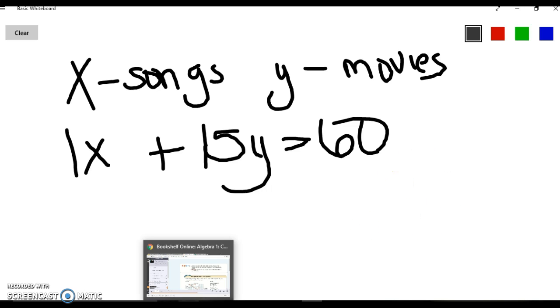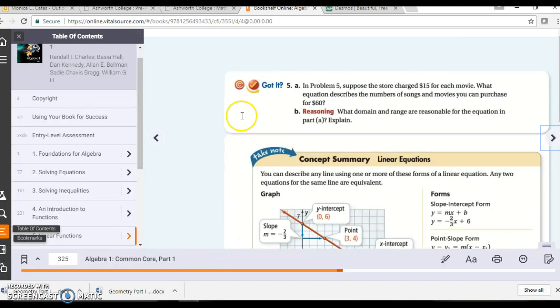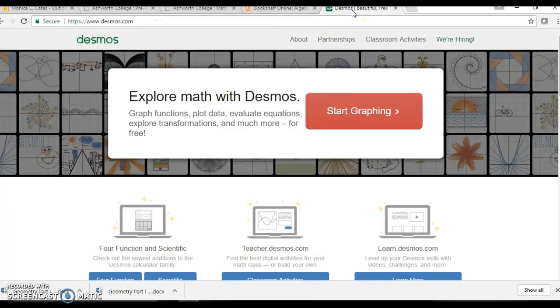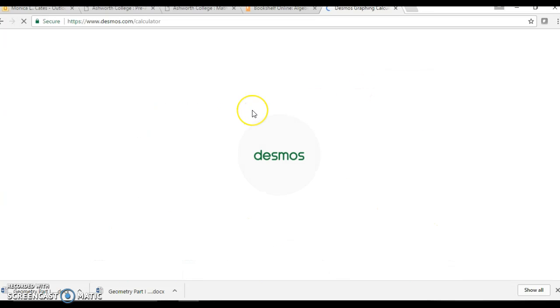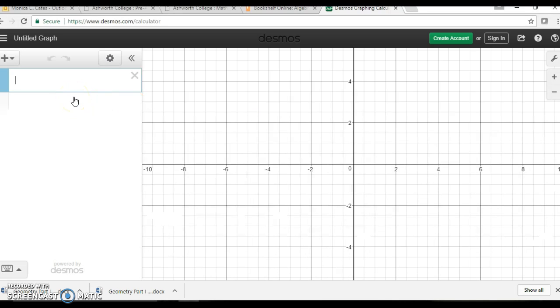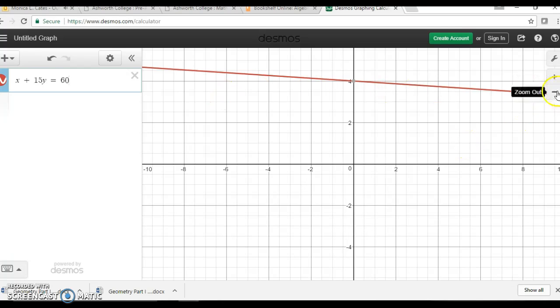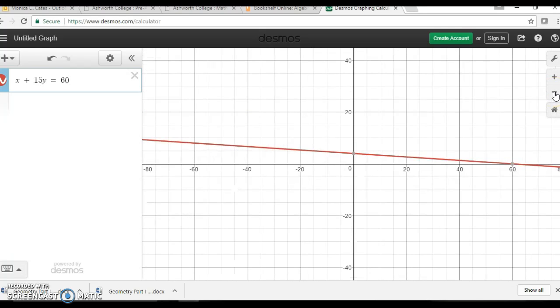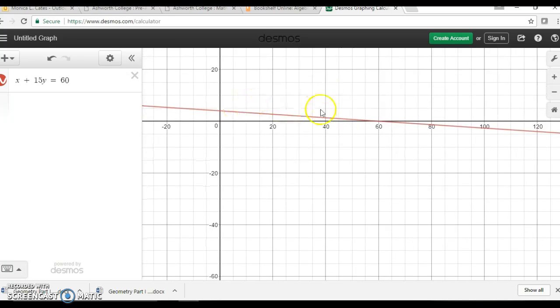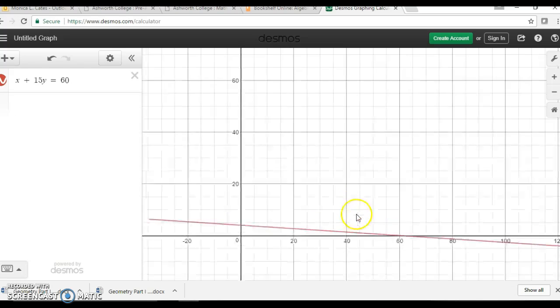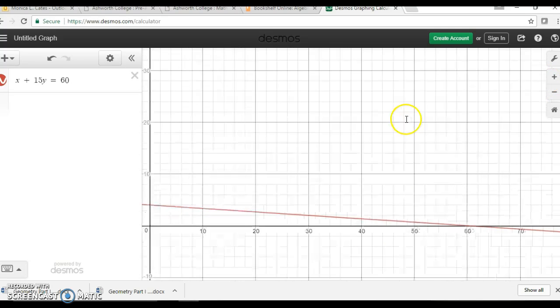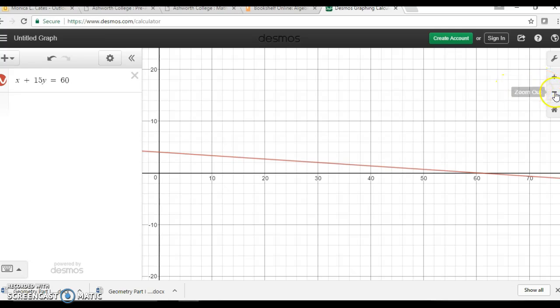So let's graph it, and I'm going to use my free graphing calculator at www.desmos.com. And I'm going to say x plus 15y equals 60. And I am going to zoom out. So again, quadrant 1 is the only quadrant that I'm using. Zoom in just a little bit. And so here are some points. I can pick some points now from my graph.